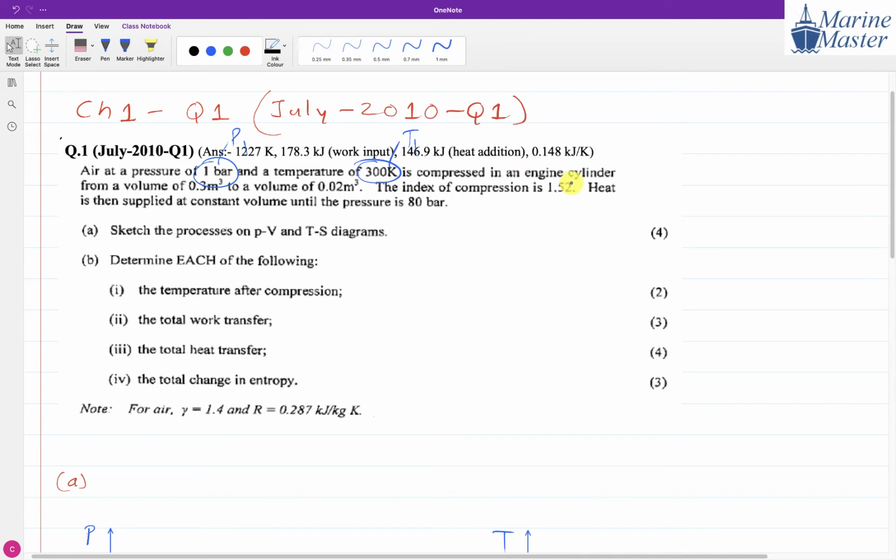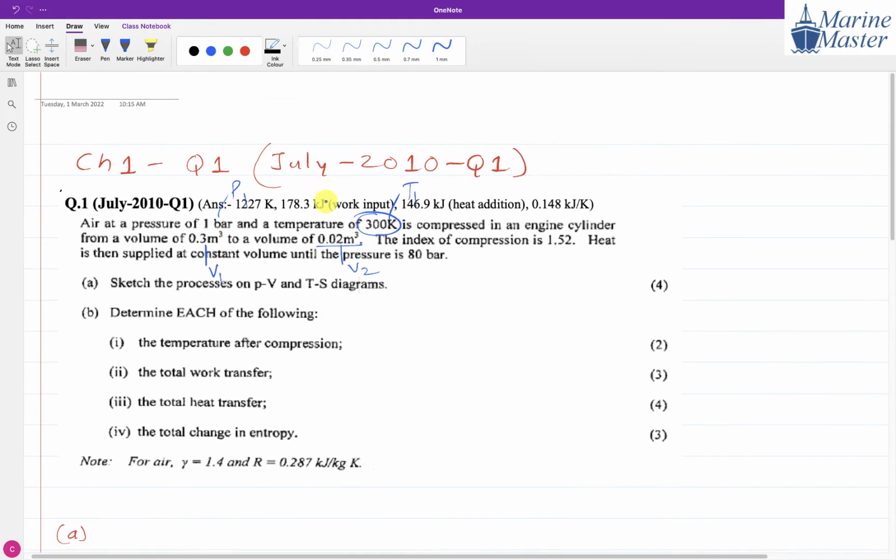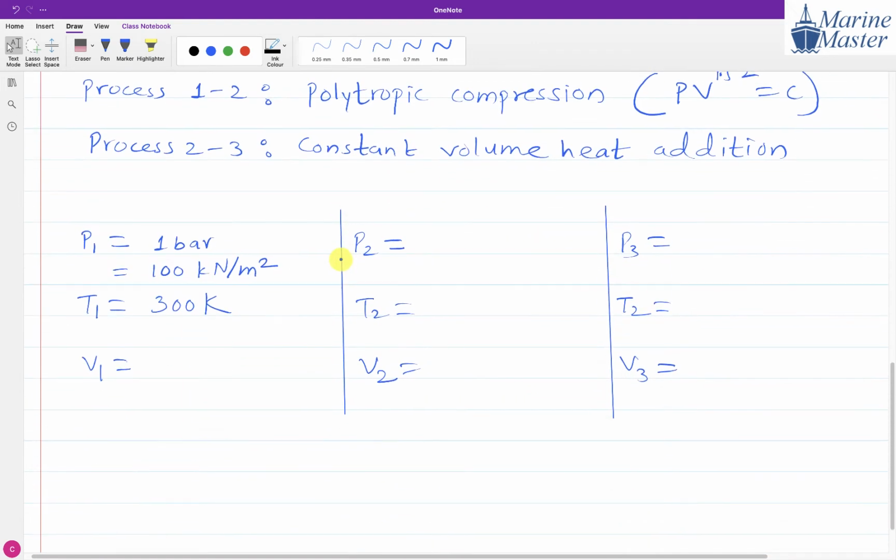After that, it is compressed in an engine cylinder from a volume of 0.3 meter cube to a volume of 0.02 meter cube. So try to see the scenario here. This 0.3 meter cube will become our V1, the initial volume, and we are doing a compression up to the volume of 0.02 meter cube. So we are doing compression from 1 to 2. Compression starts at this point, that will be V1 volume, and this will be our V2 volume, that is 0.02 meter cube. So V1 is what?